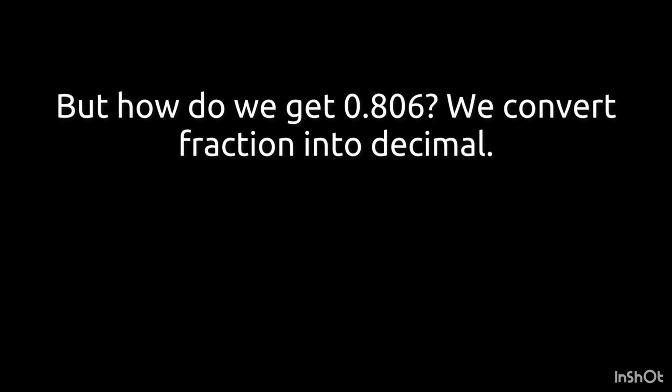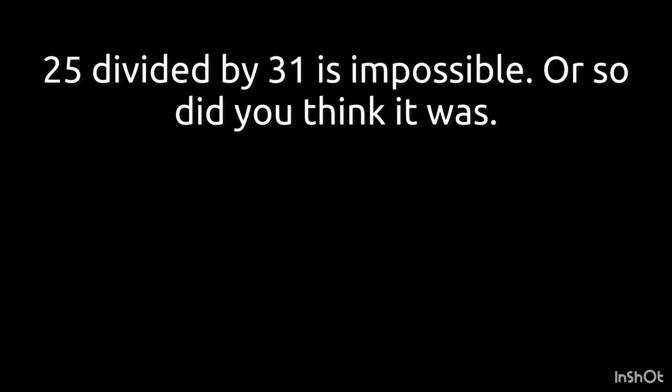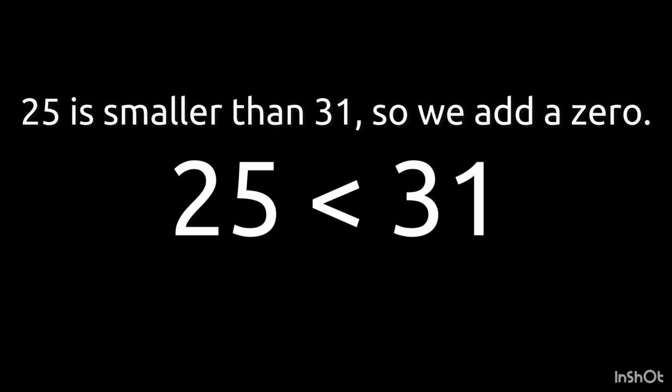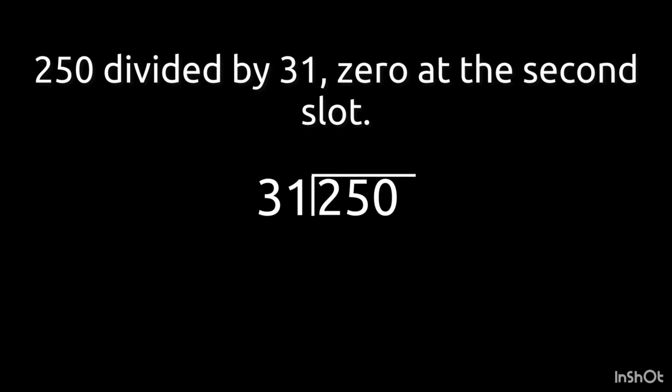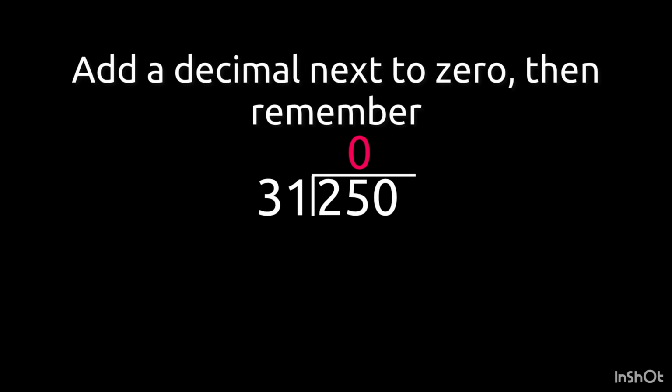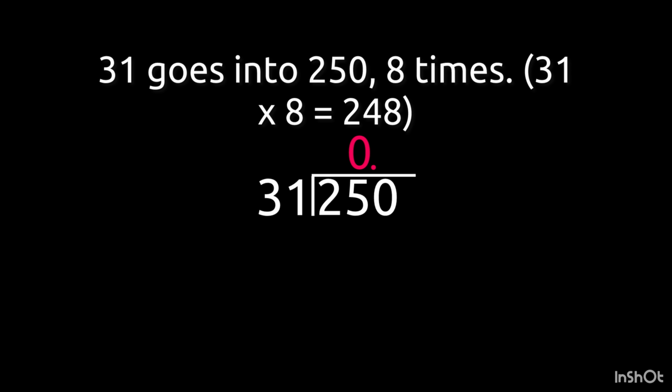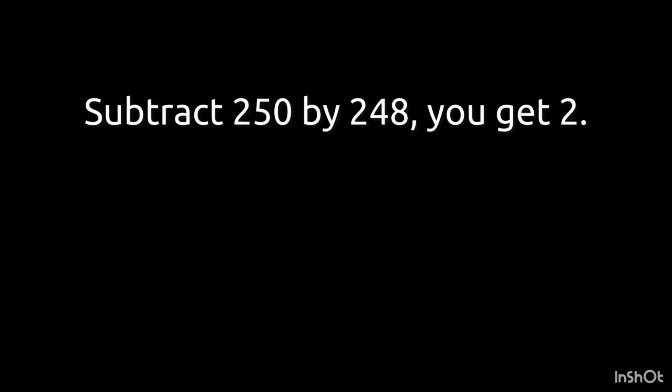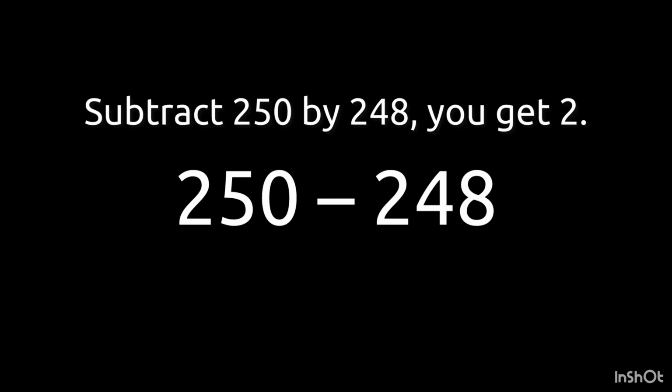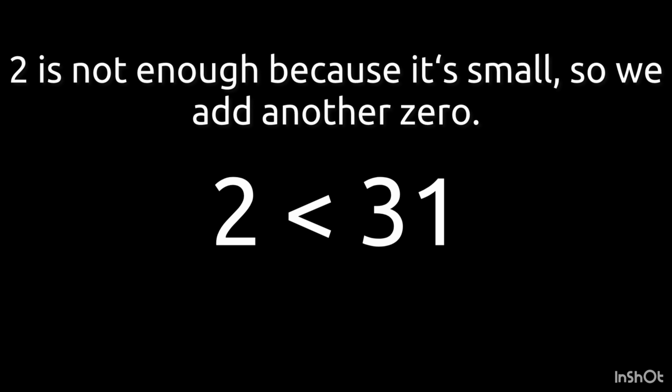But how do we get 0.806? We convert the fraction into a decimal. 25 divided by 31 seems impossible, or so you thought. 25 is smaller than 31, so we add a 0. 250 divided by 31, 0 in the first slot. Add a decimal next to 0, then remember, 31 goes into 250 8 times. Subtract 250 by 248, you get 2. 2 is not enough because it's small, so we add another 0.